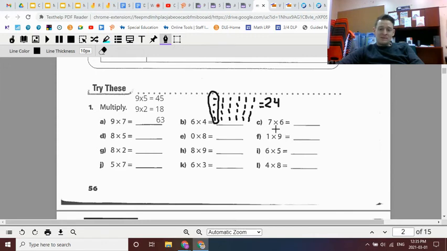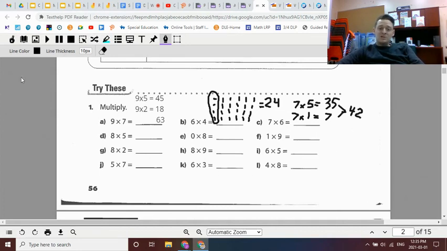And 7 times 6, well, this is another one where I'm going to use a friendly number. Instead of doing 7 times 6, I'm going to do 7 times 5, and then I'm going to do 7 times 1, and then I'm going to add my products together. So 7 times 1 I know is 7. 7 times 5, I get to count by 5s: 5, 10, 15, 20, 25, 30, 35. And 35 plus 7 is going to give me an answer of 42.